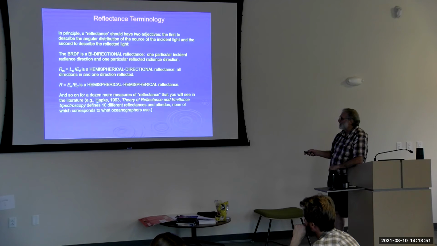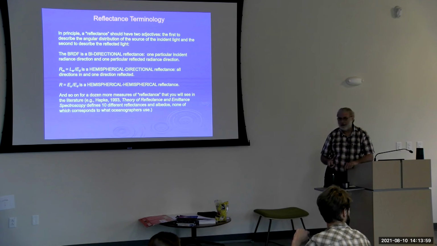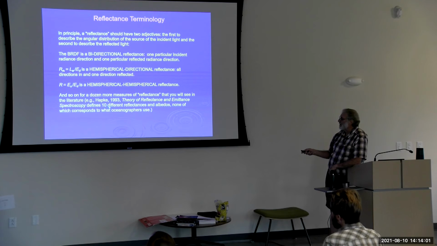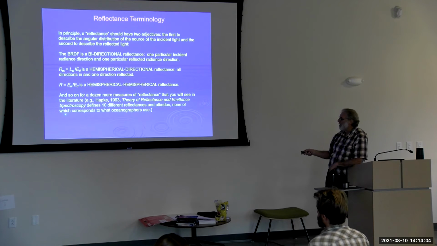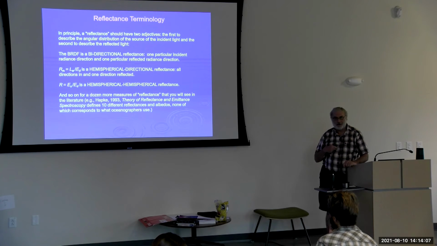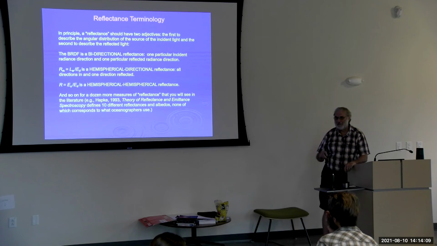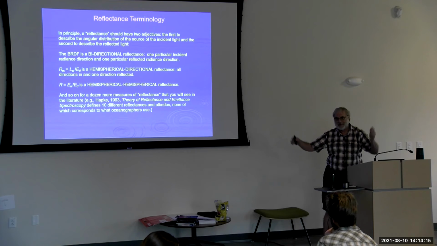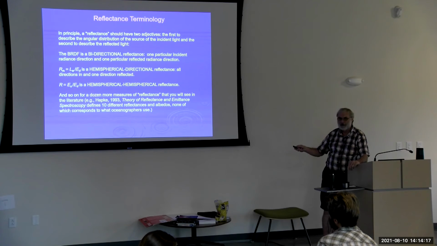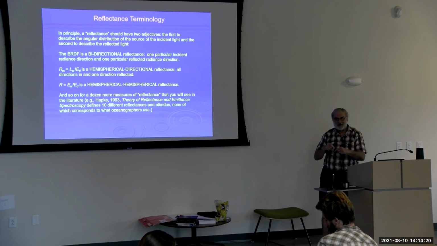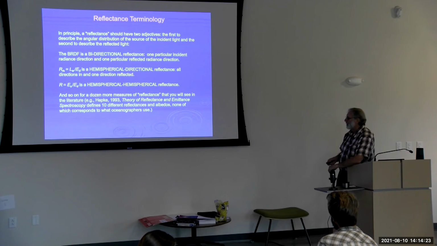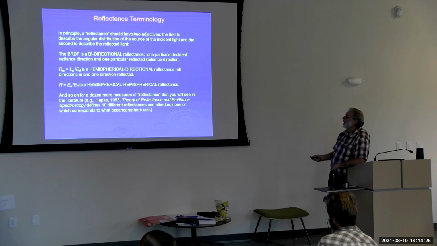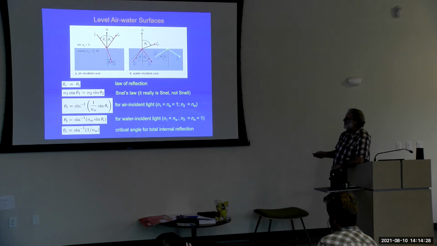So when you read these books, like there's one by a guy named Hapke called Theory of Reflectance and Emittance Spectroscopy, he defines 10 different reflectances and albedos, not one of which corresponds to what we oceanographers use. But he'll always be talking about, oh, we measured the hemispherical directional reflectance of the lunar surface or whatever. Well, you have to really pick through it and figure out what it is he actually measured. You just have to understand the terminology. Okay, on to water surfaces.